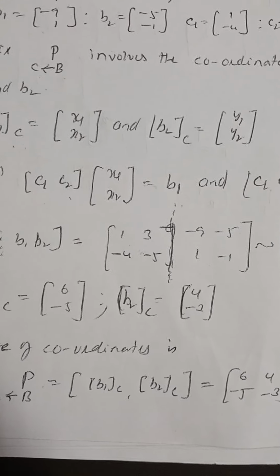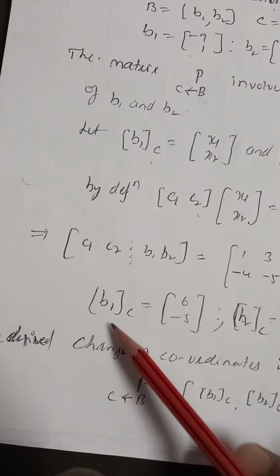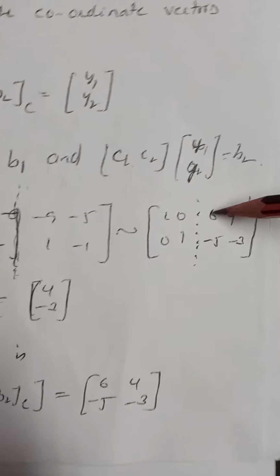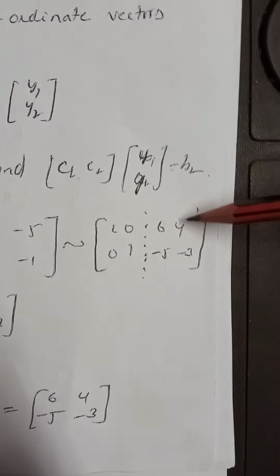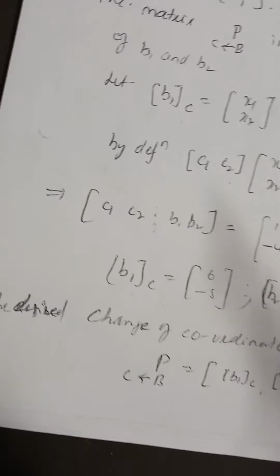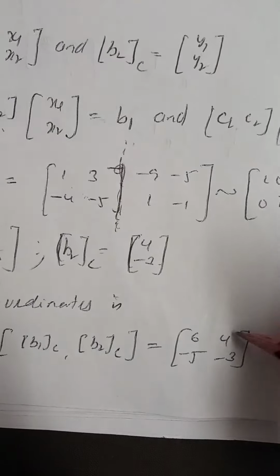Therefore, this part is called the change of basis. Now [b1]_C is this column (6, -5). [b2]_C is equal to the second column (4, -3). Therefore, the desired change of coordinate matrix is [[b1]_C, [b2]_C], that is, [6 4; -5 -3].